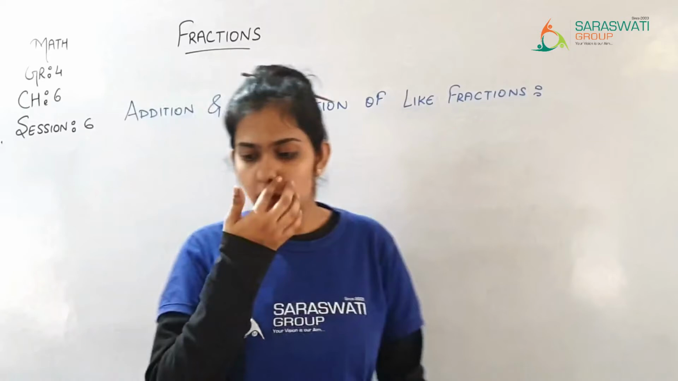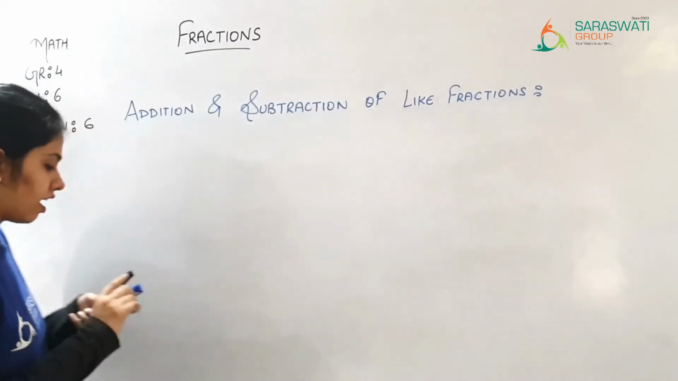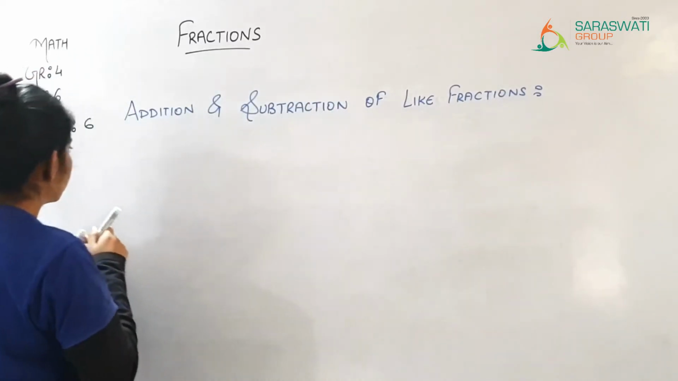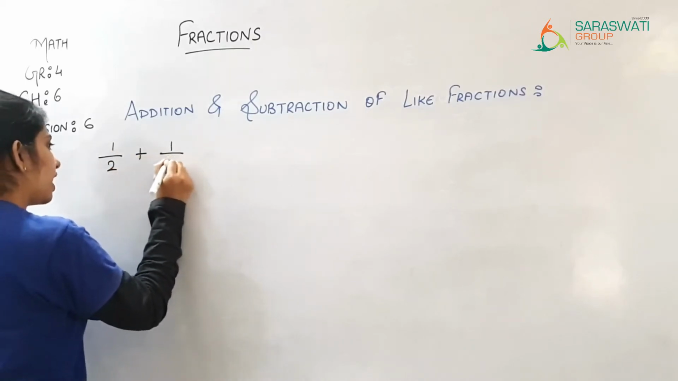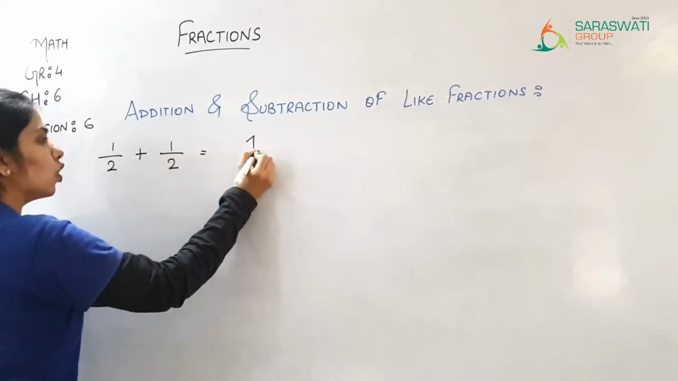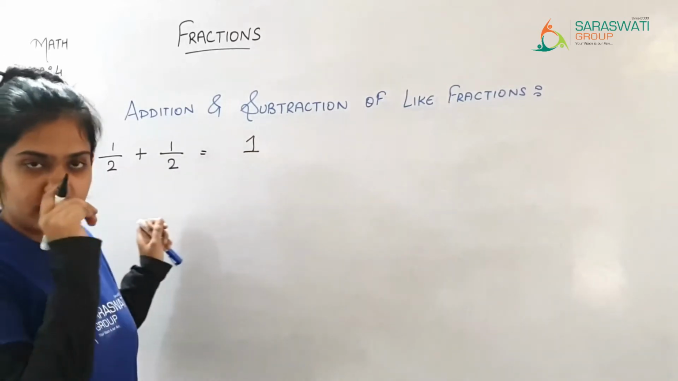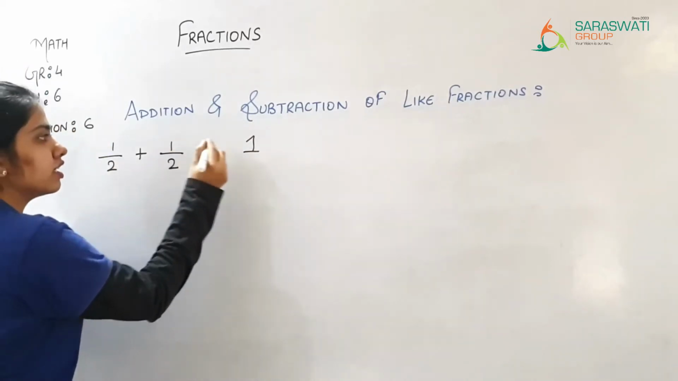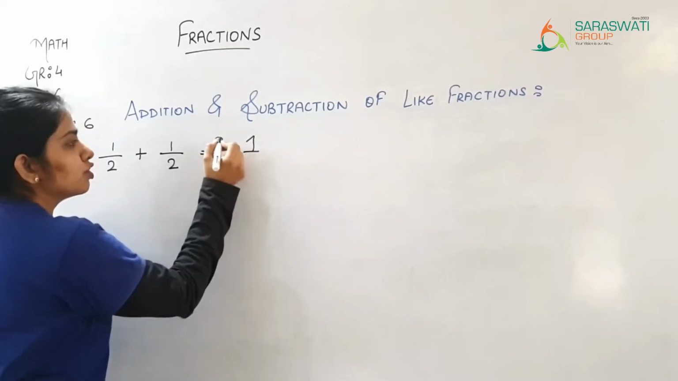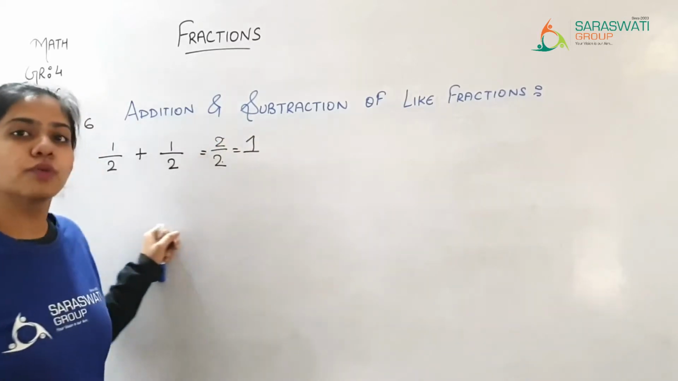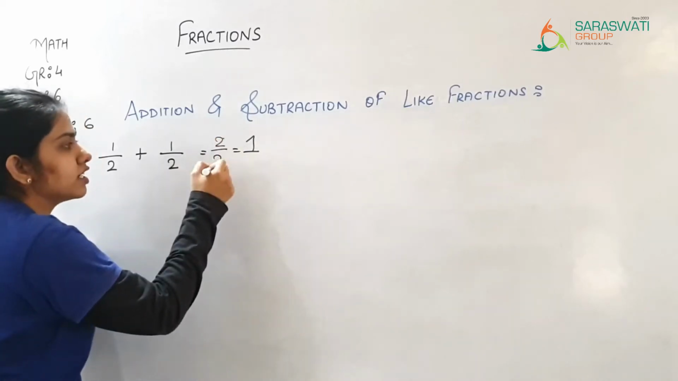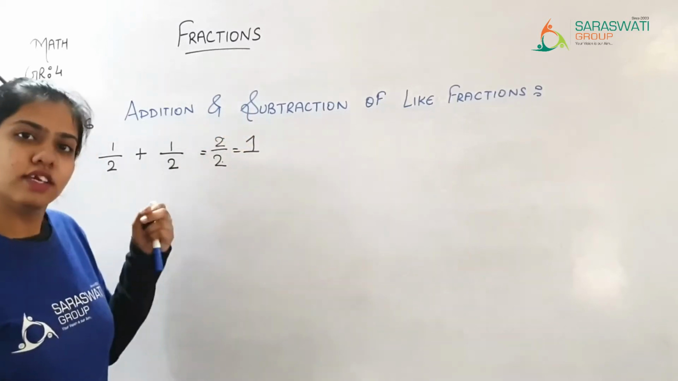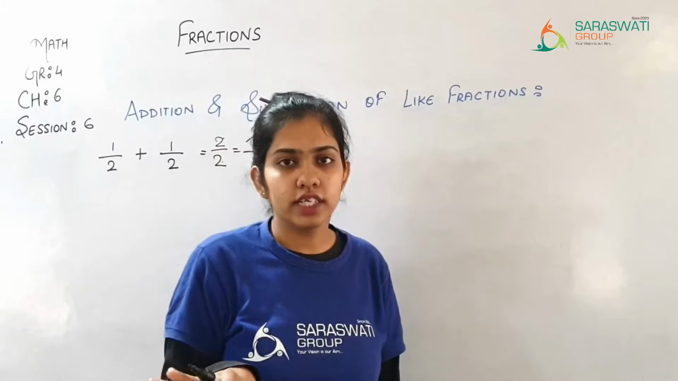Okay. Now first we are going to see the half. 1 by 2 plus 1 by 2, it makes a whole 1, because 1 plus 1, that is 2. So 2 by 2 is equal to 1, right? Because 2 ones are 2, 2 twos are 1, so you can write it as a single 1.